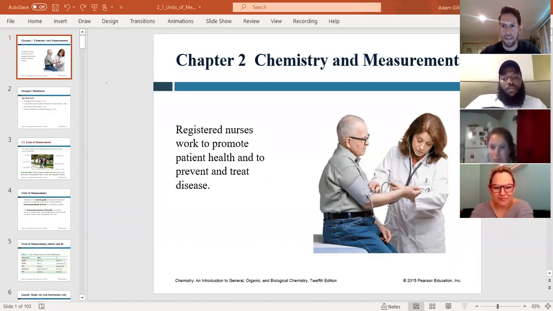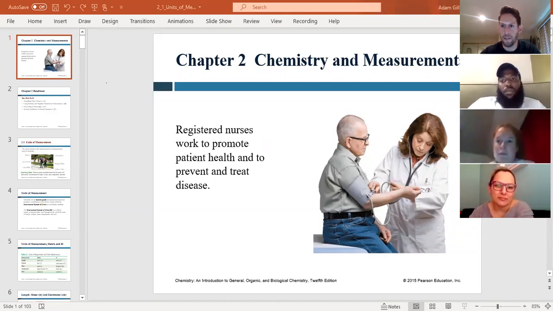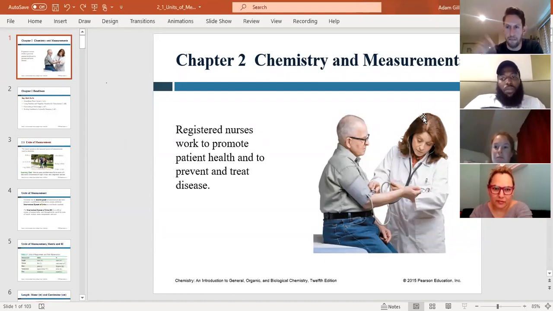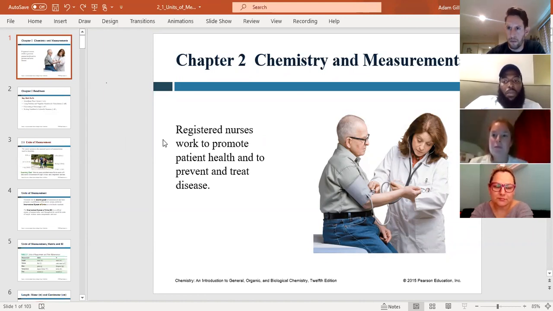So this chapter is all about chemistry and measurements. We're going to be talking about units of measurement for various things like length, mass, time, basic things. And then we'll also review how to convert between different units and how significant figures apply with scientific notation. So it's a little dry, but bear with me.